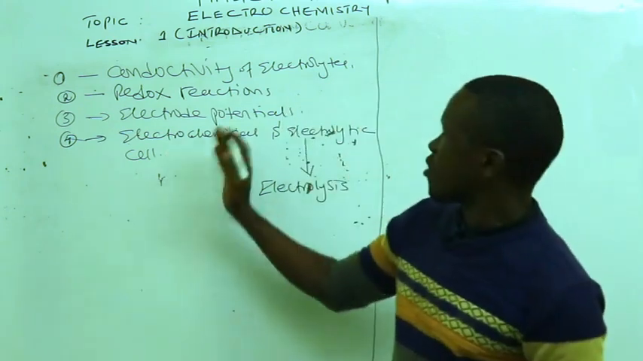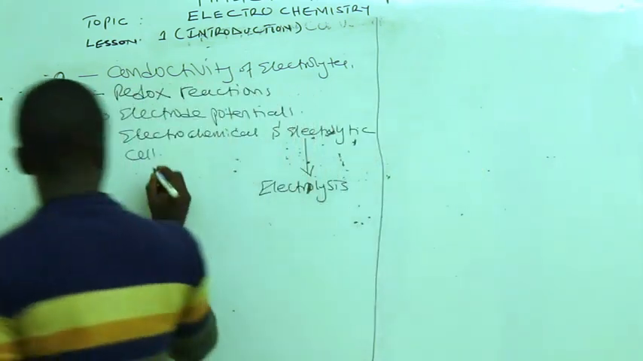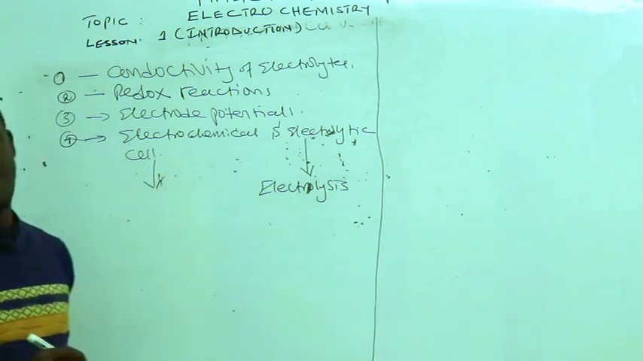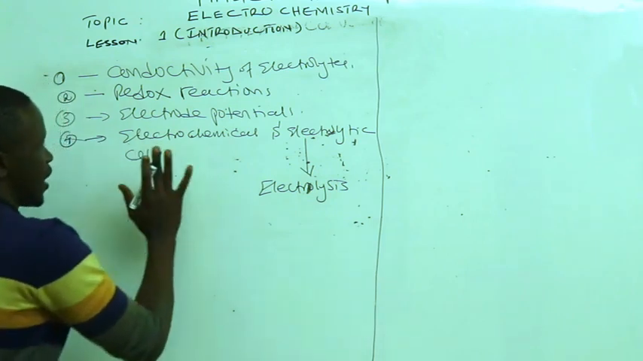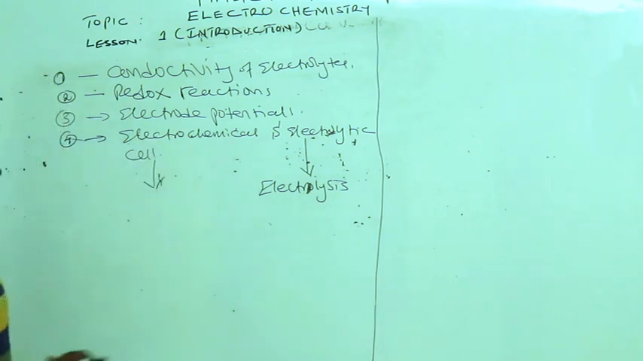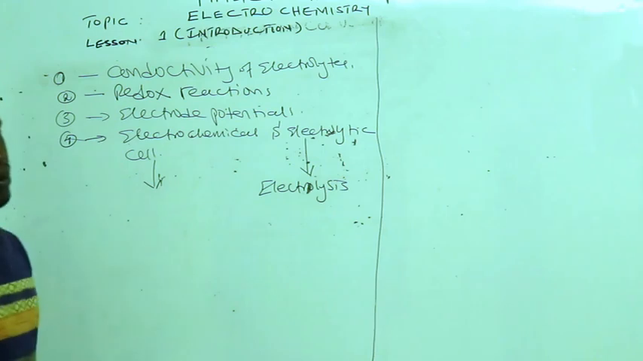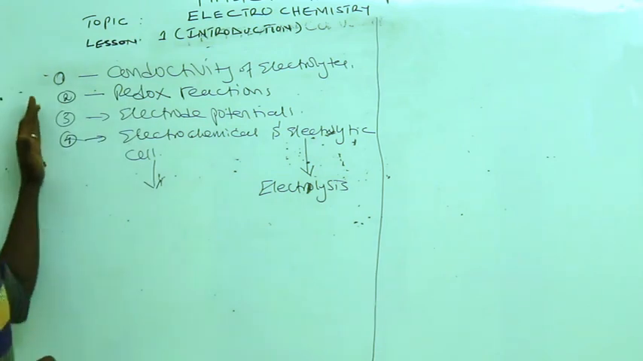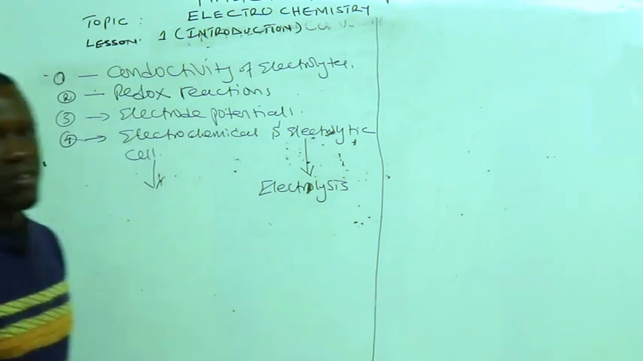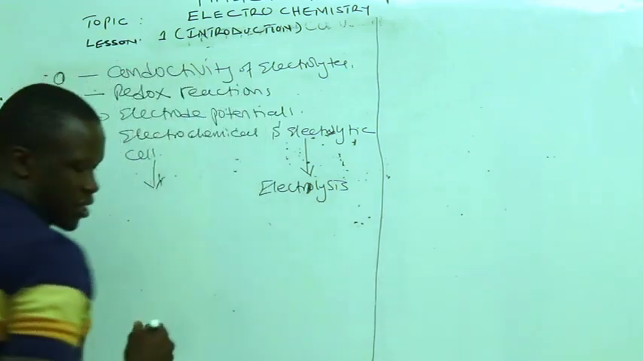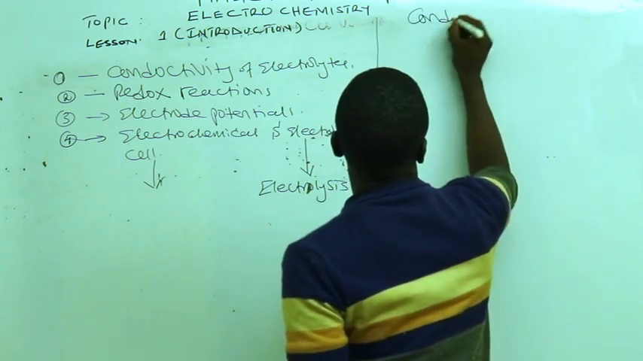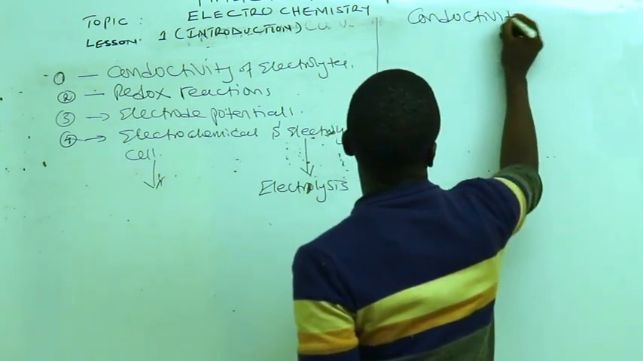And then these electrochemical cells are the ones that we use in the construction of devices or things like batteries. And we shall be looking at their applications, very many applications of electrochemical cells. So in our journey of looking at electrochemistry, we shall go through these sub-topics. And for the start, we shall start by looking at conductivity of electrolytes.